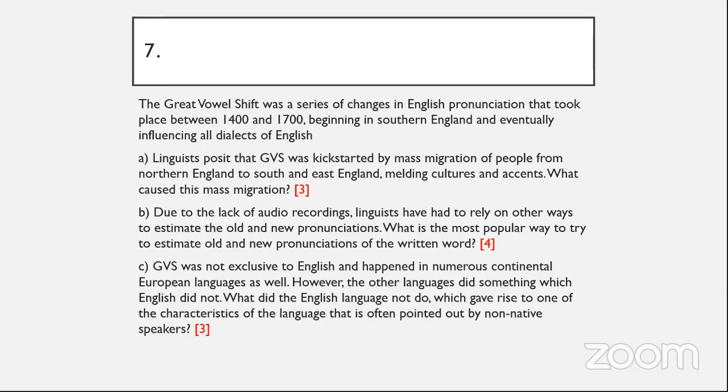Right, so three parts to the question again. What caused the mass migration which kickstarted the phenomenon? What is the most popular way to try to estimate old and new pronunciations of the written word? And what exactly did the English language not do, which gives rise to a characteristic of the language pointed out by non-native English speakers? Question directed to team 4.